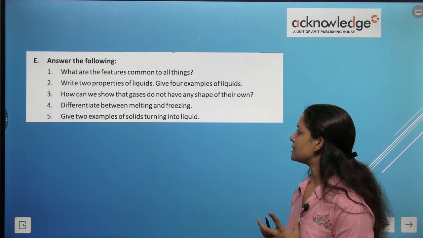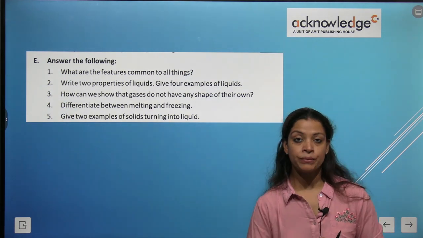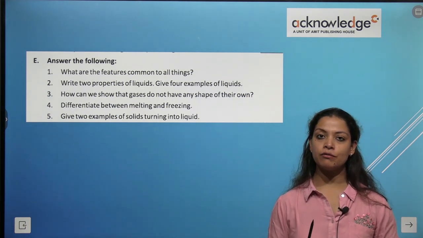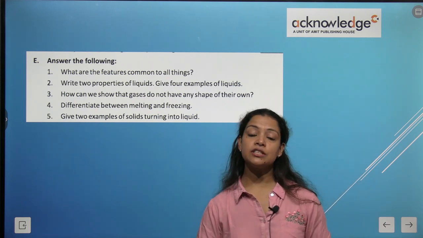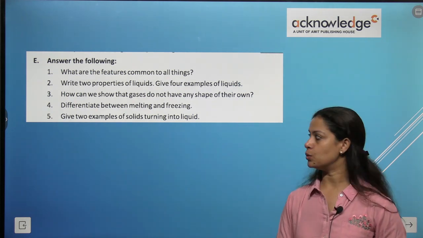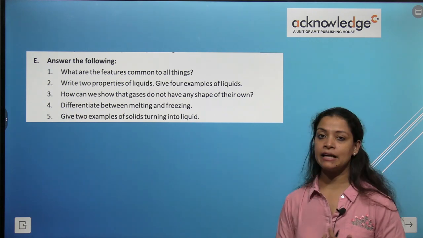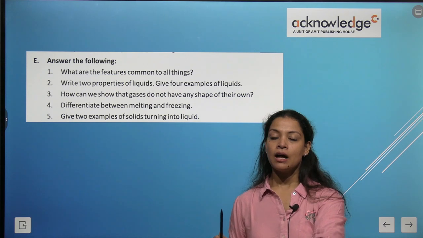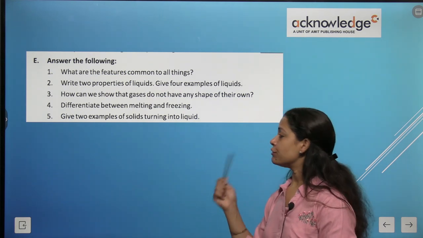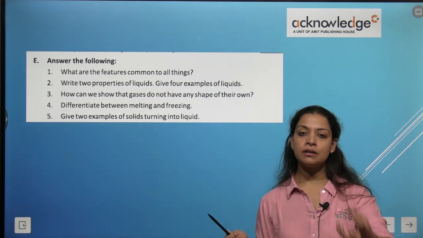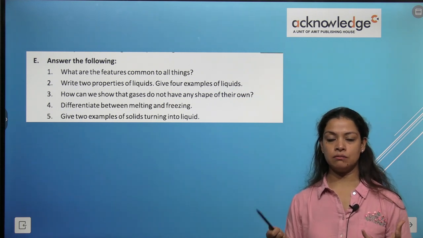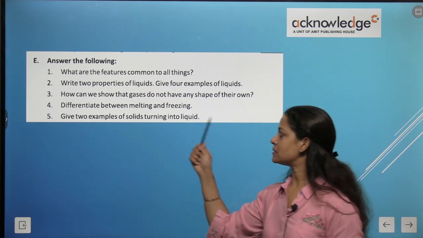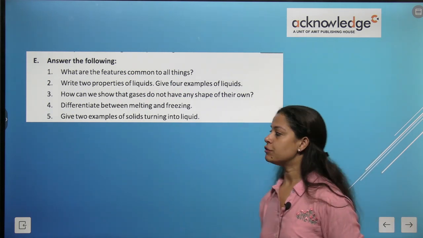How can we show that gases do not have any shape of their own? Gases don't have any shape of their own. They flow from one side to another, one direction to another, and they take up the shape of the container they are in. Differentiate between melting and freezing point. What is the melting point? When a solid changes into liquid after melting, it is called the melting point. Freezing point is when a liquid at a freezing temperature converts into solid. So the change of matter which happens at these points is called the melting and freezing point.